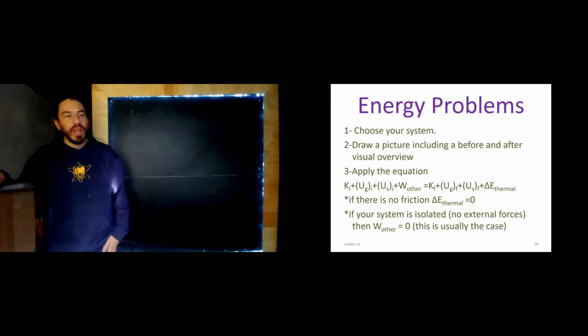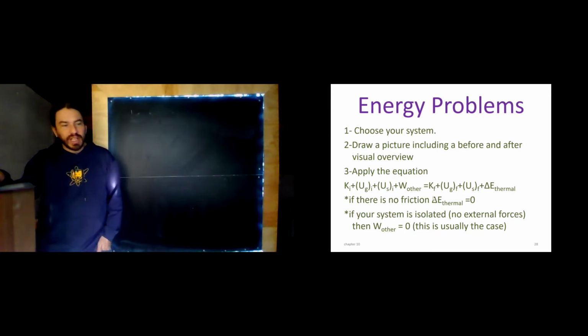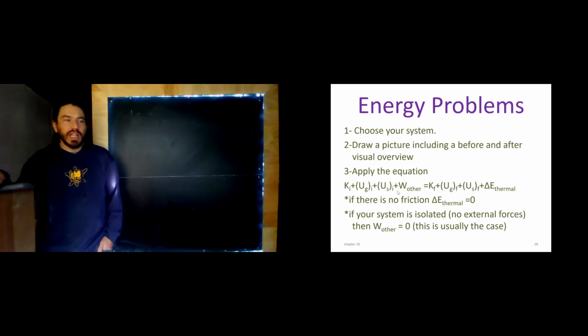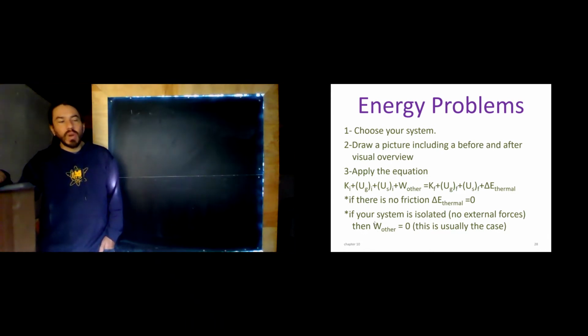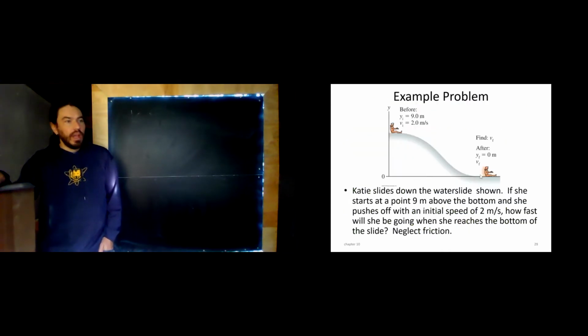That's when this will show up. But since we're wrapping friction up into the E thermal, work other will almost always be 0. We need to include it in the equation because that way it works for any situation not involving heat. But for most of the problems we solve in this class, work other will end up being 0. Let's do a couple of examples.